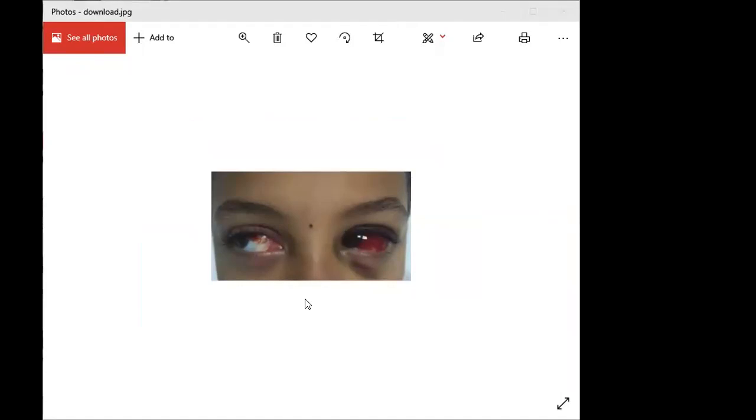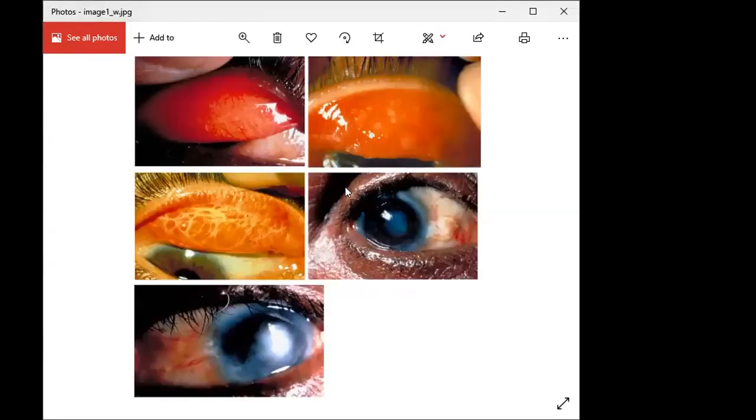MacCallan has classified the stages of trachoma into different categories. See here. This is the initial stage, this is the second stage, this is the cicatrization stage, this is the pannus stage, and this is the corneal opacity stage. So these are the 5 stages MacCallan has classified. This can be 4 also, where the last two are mixed up as a complication stage.